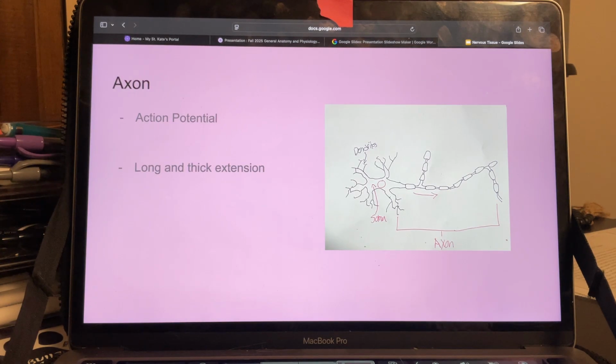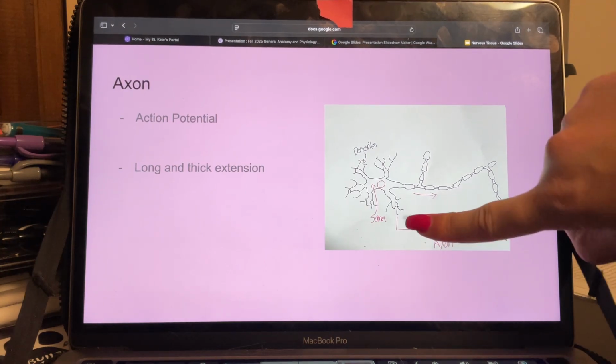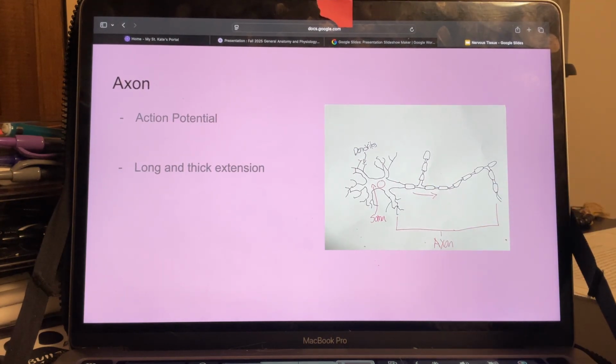So again, action potential, and it's a long, thick extension. We can see them here. This picture is showing both, this whole section here.